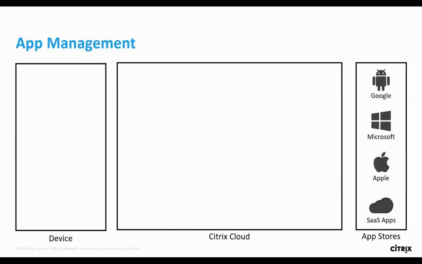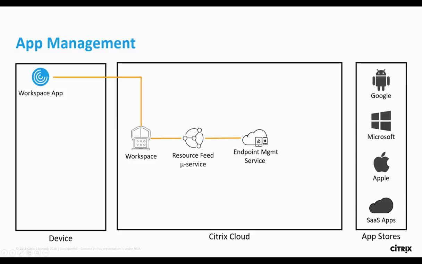So with this, we look at the app management capability within our workspace. So we have Workspace app that is going to make a connection to our workspace. When we make this connection, we're going to authenticate with either Active Directory or Azure Active Directory right now. And once that authentication happens, then the workspace experience is going to be able to request a list of resources using the resource feed microservice. And that resource feed microservice then talks to the Endpoint Management service. The Endpoint Management service is going to go ahead and request a list of apps from the App Management microservice.